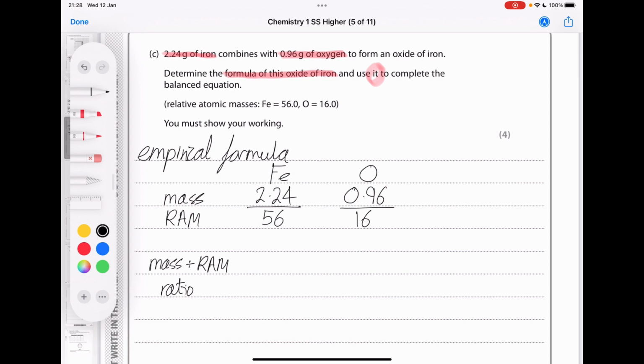So this should give me an answer with 2.24 divided by 56 should be 0.04, and 0.96 divided by 16 should be 0.06. So that is my ratio of iron to oxygen. I should then simplify this to the smallest whole number ratio I can. The easiest way of doing that is to divide both sides by the smaller number in the ratio.